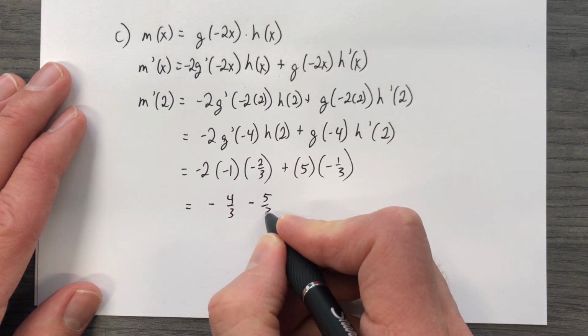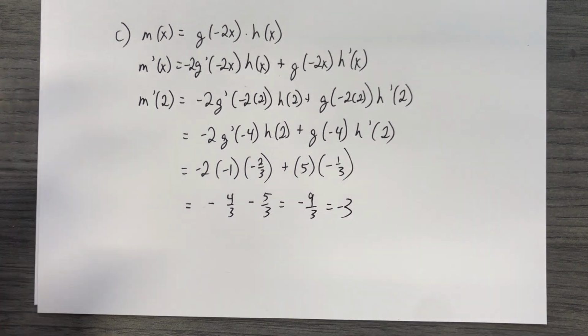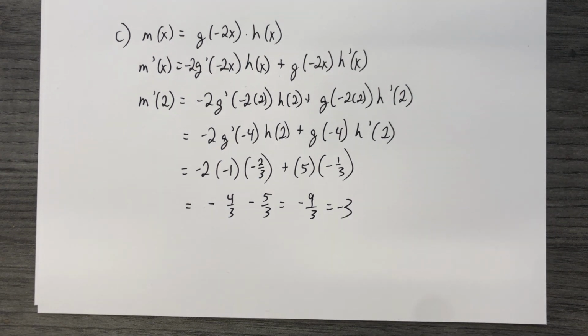Minus 5/3. That's going to give me negative 9/3, which is negative 3. Skip as many steps as you find necessary.